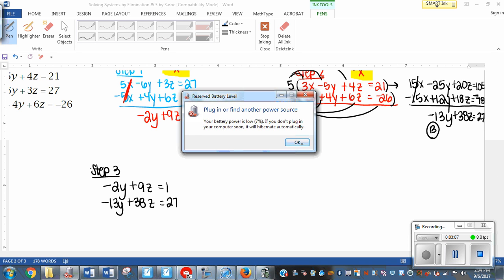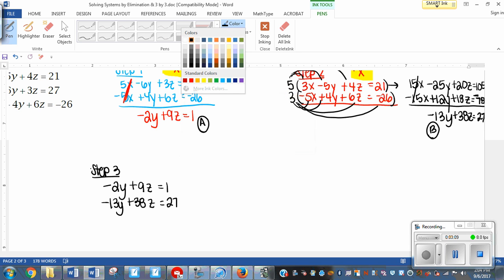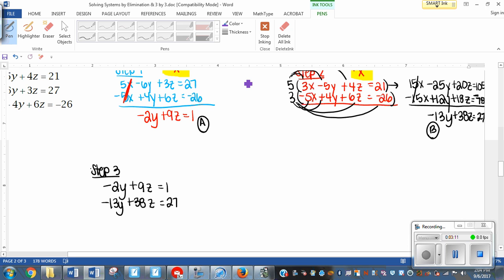But again, we're going to want to eliminate a variable, and I think that the y is going to be the easiest here if we turn them into a positive 26y and a negative 26y. So we're going to have to distribute to both equations. In the top, I'm going to do 13. In the bottom, I'm going to do a negative 2. The reason I have to do a negative this time is so that the two negatives become a positive 26.